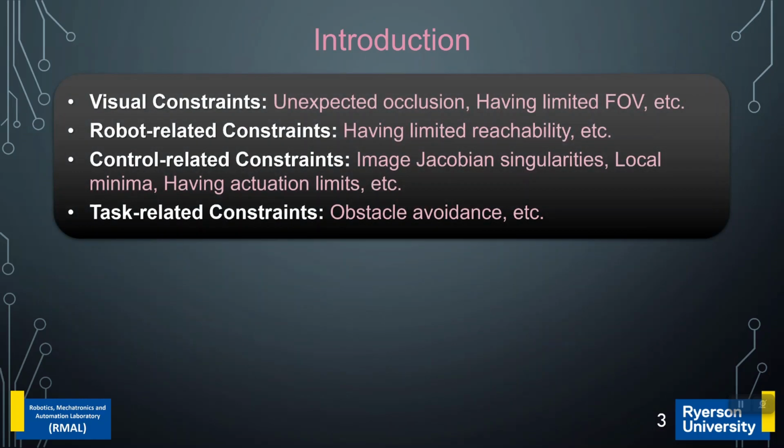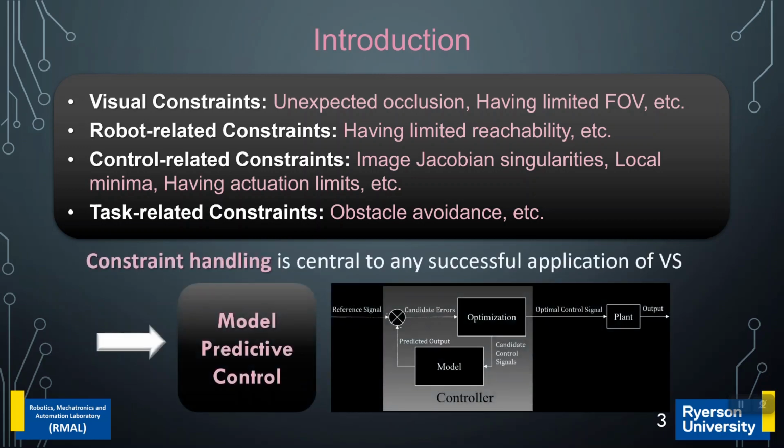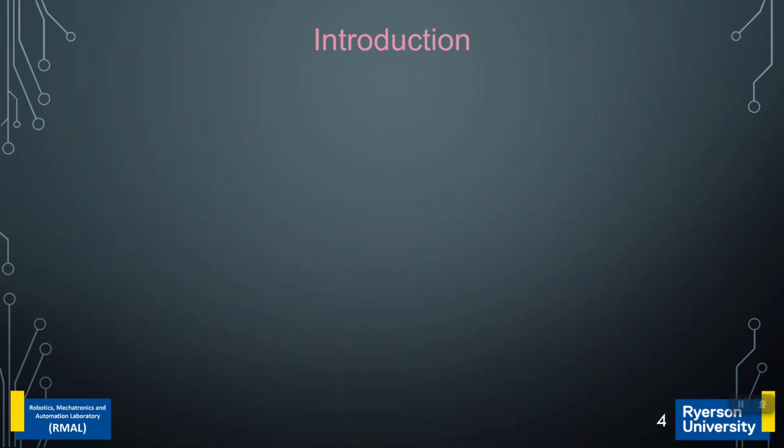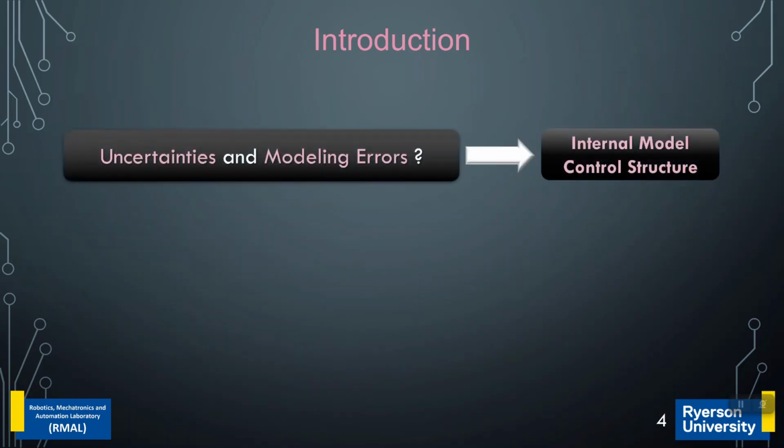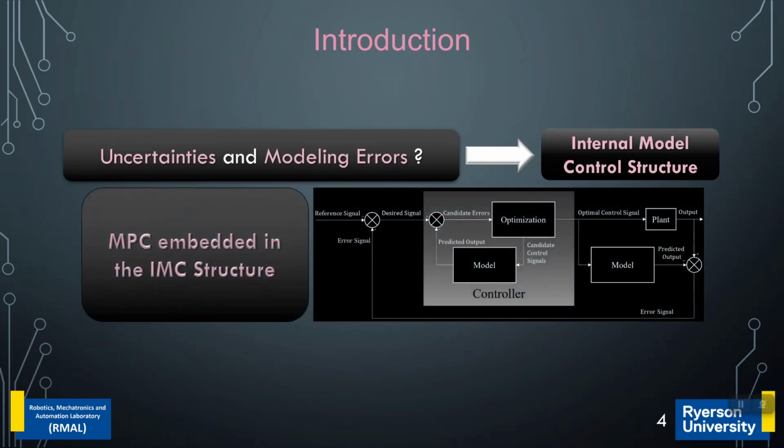Generally, there are different constraint categories in visual servoing, such as visual, robot-related, control-related, and task-related constraints, which must be addressed in any successful application of visual servoing. So we decided to utilize the model predictive control method, which has superior performance in constraint handling. On the other hand, to make the system robust in the presence of uncertainties and modeling errors, the existing predictive controller has been embedded into the internal model control structure.